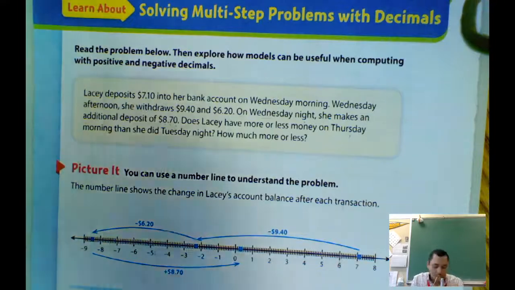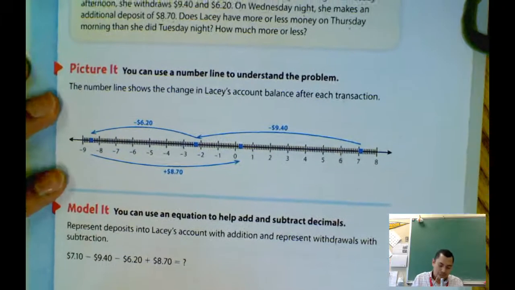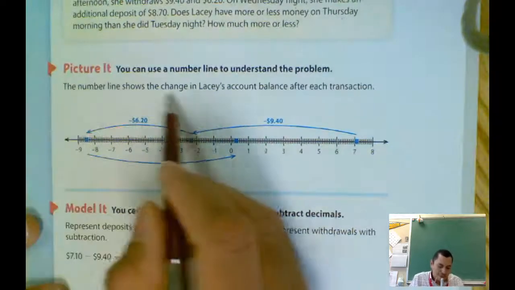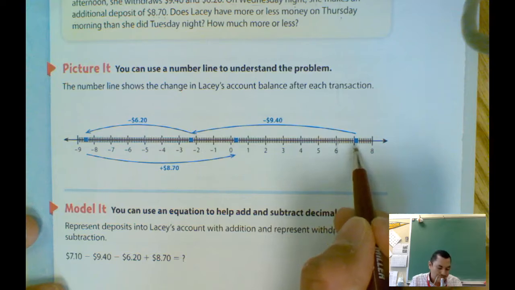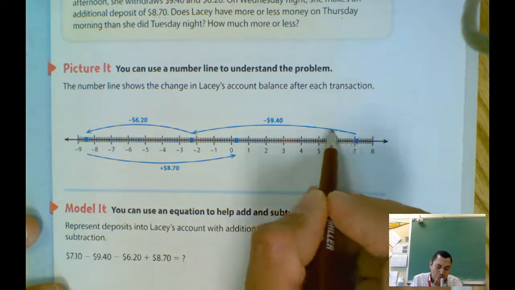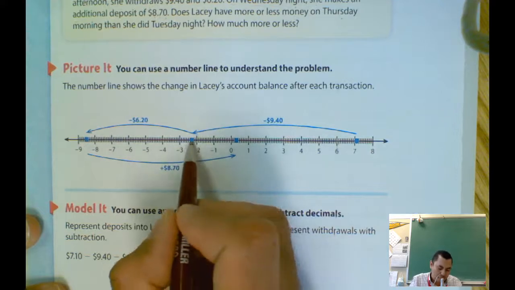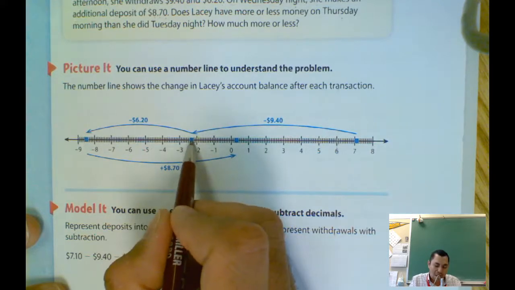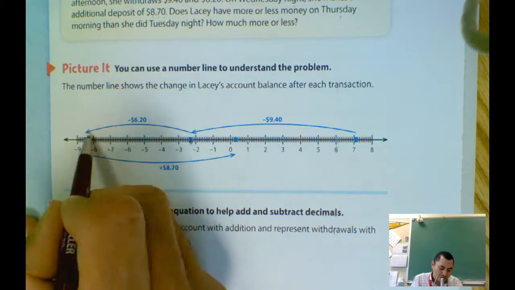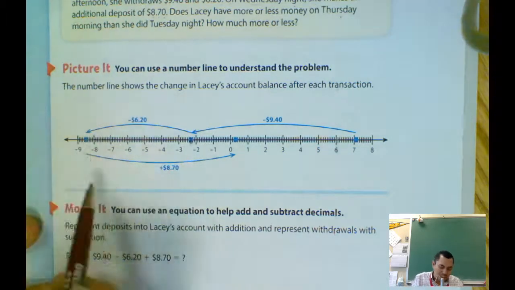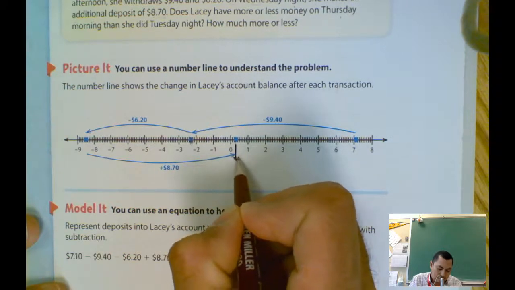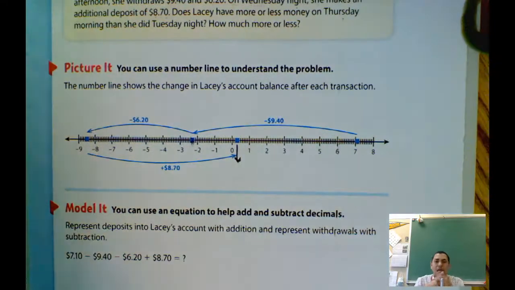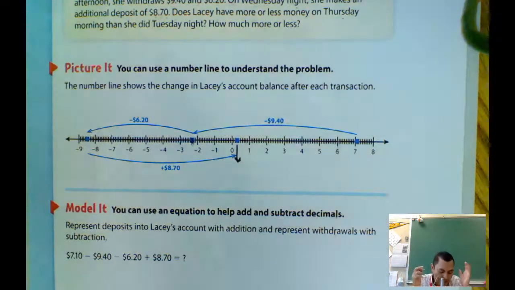So it's a money problem. Okay? So let's picture the amount. The number line shows the change in Lacey's account balance after each transaction. So she went from, in this case, $7.10 and withdrew $9.40. So we ended around negative 2 point something. Then she withdrew $6.20. And then she made the deposit of $8.70. So she ended right here. Okay, I'm not going to say anything because that is just picturing the problem. So we don't have to do anything, just read the problem and understand it.